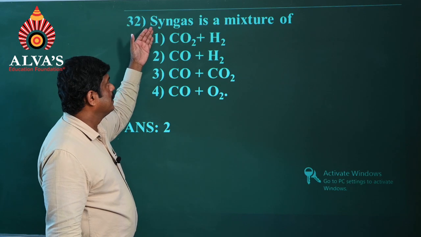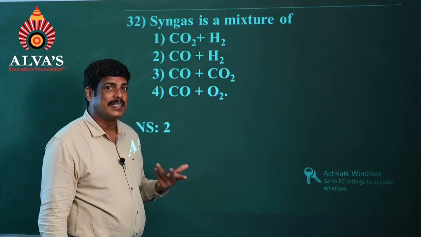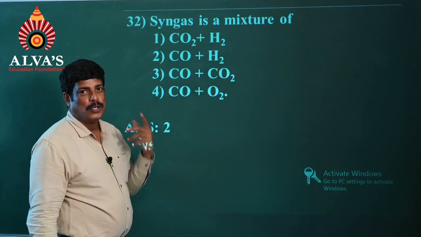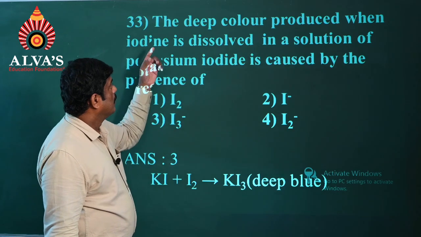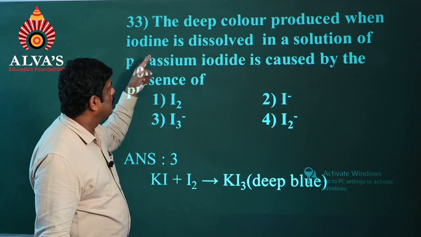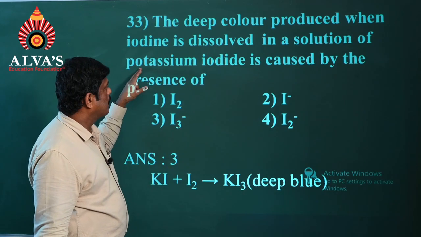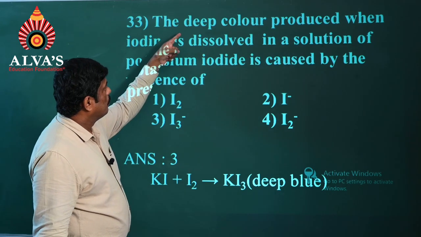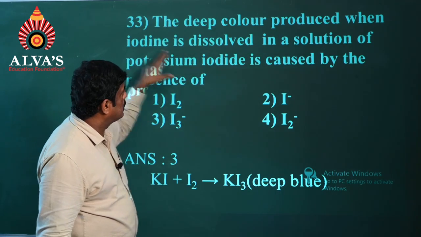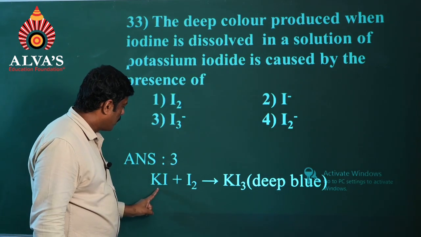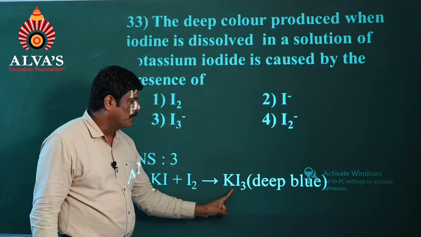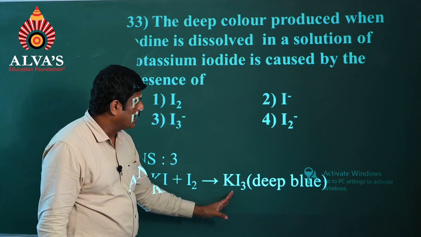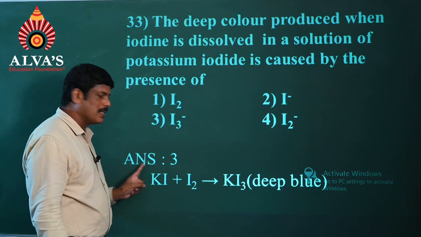Question number 32, syngas or synthetic gas is a mixture of carbon monoxide and hydrogen gas, hence the option must be 2. Question number 33, the deep color produced when iodine is dissolved in a solution of potassium iodide is caused by the presence of, means when iodine is dissolved in potassium iodide, you will get KI3. KI3 is deep blue in color. If you write the ionic condition, it will become I3 minus, hence the option is 3.